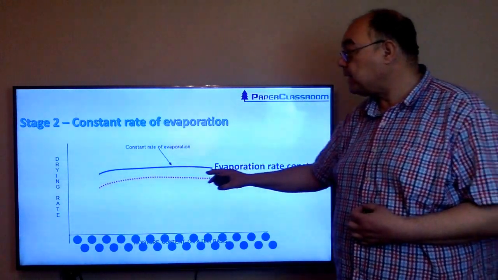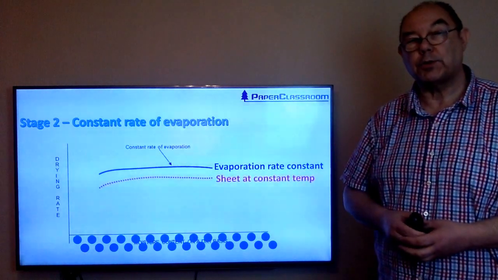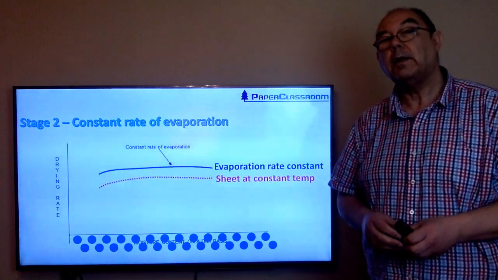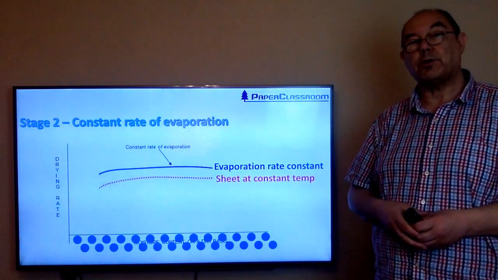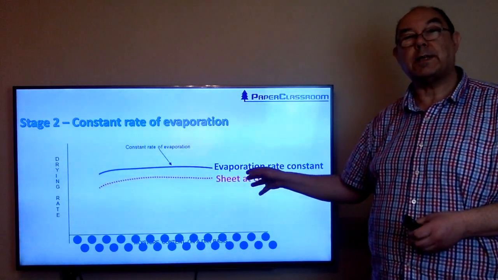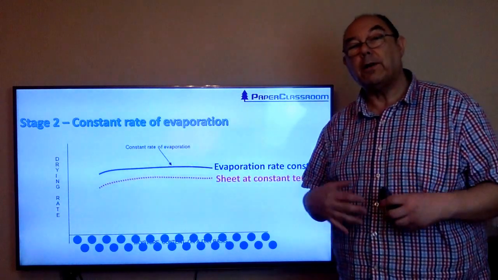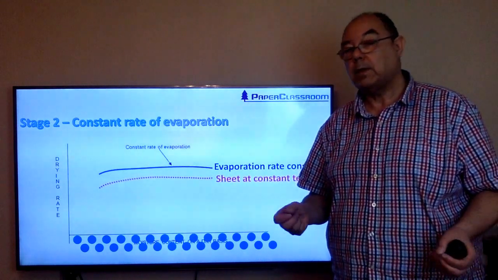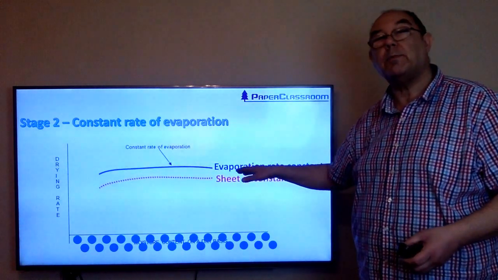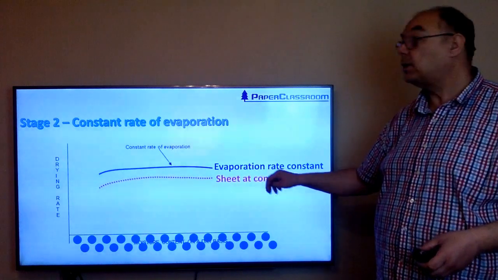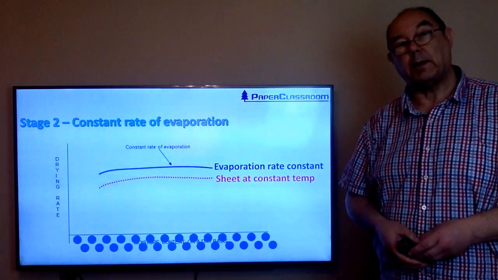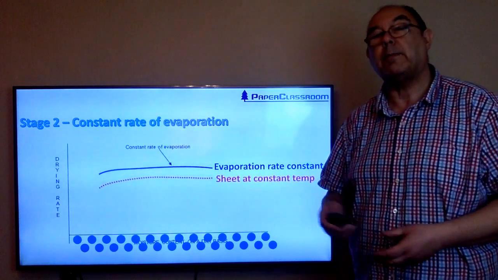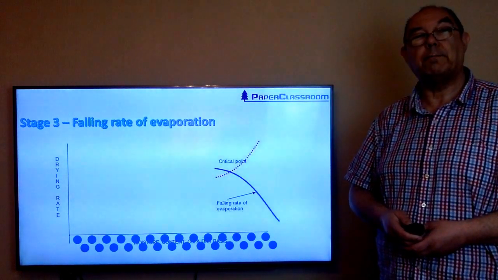The reason why the temperature is constant is because it is impossible for it to go any higher. The sheet is saturated with water through this region. Because it's saturated with water, you cannot get the sheet above 100 degrees C, which is the boiling point of water. So therefore, if you're at maximum temperature and it's constant, then the evaporation rate will be constant. And you'll see a little extension of that in this third phase now.